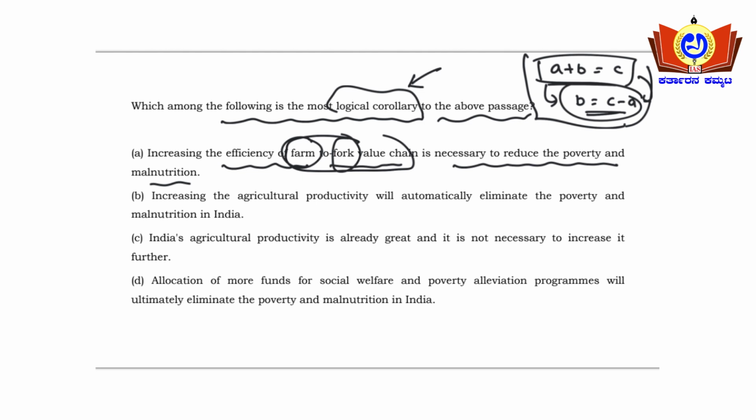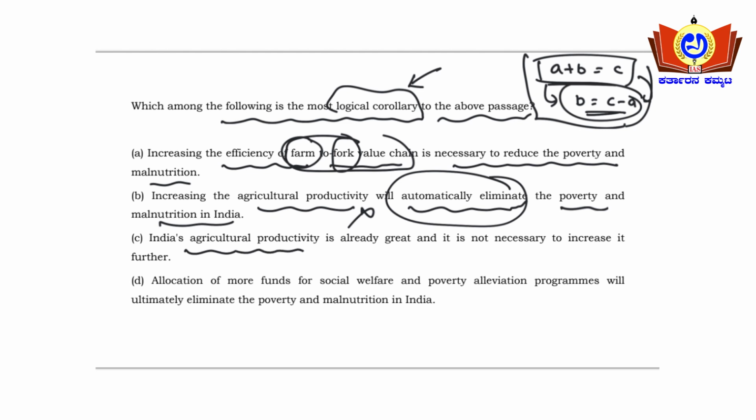We shall examine the other three statements as well. Increasing the agricultural productivity will automatically eliminate poverty. How can it automatically eliminate poverty and malnutrition in India? This statement is wrong. The passage says India is one of the top producers, and there is also a contradicting statement that the population is malnourished. Just by increasing agricultural productivity, poverty shall not be eliminated. So option B is wrong here.